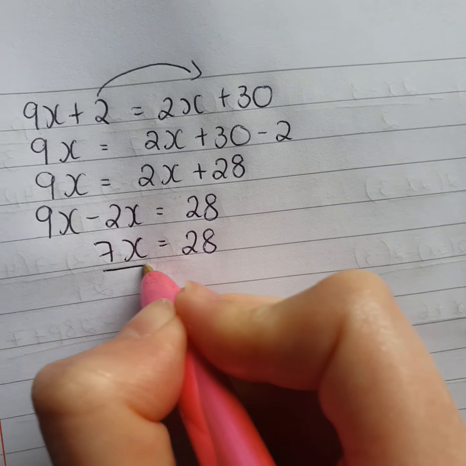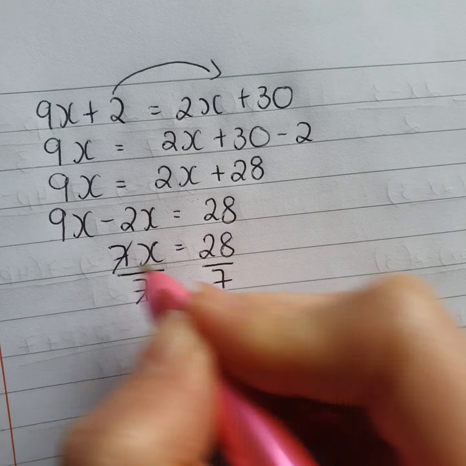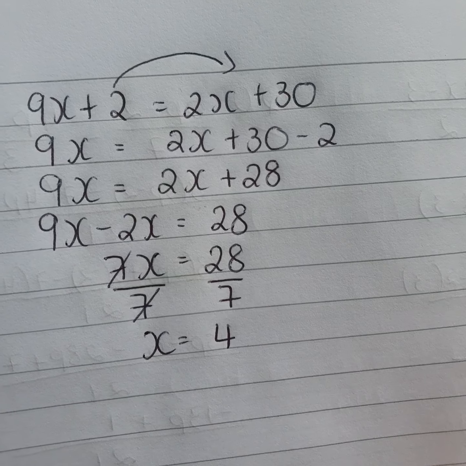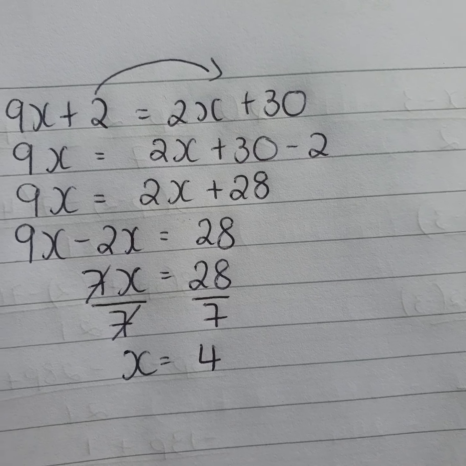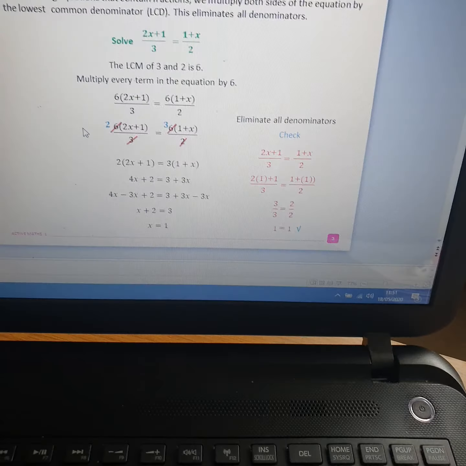How do I solve for x? I divide by whatever number's in front of the letter, the variable. In this case, it's 7. Whatever you do to one side, you must do to the other side. So I've got x then is equal to 4. Okay? So that's a quick review of your solving equations from, say, first year, I suppose. You can kind of look at it like that.